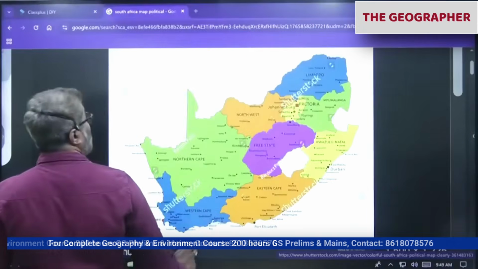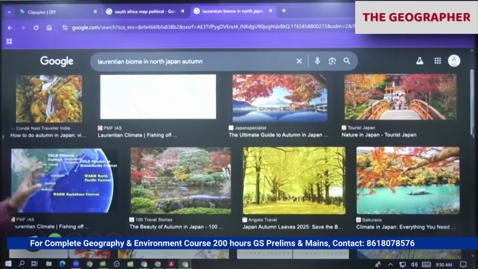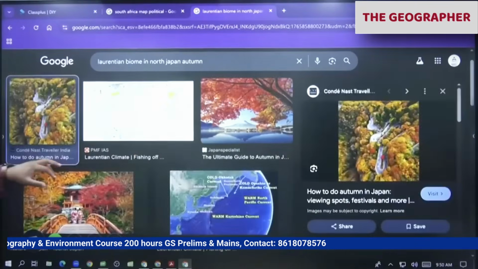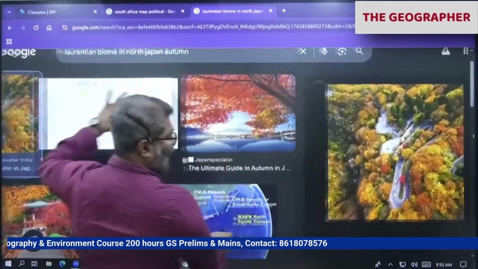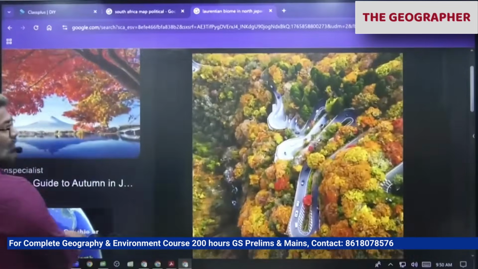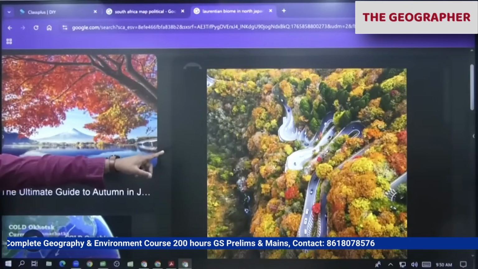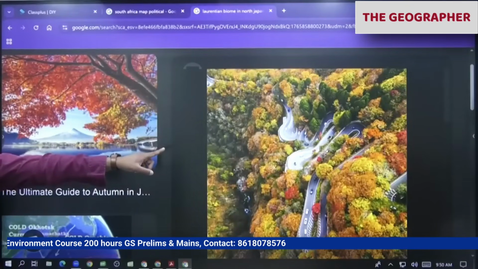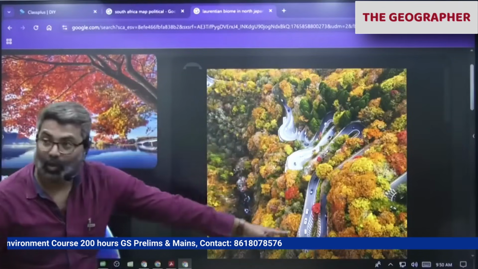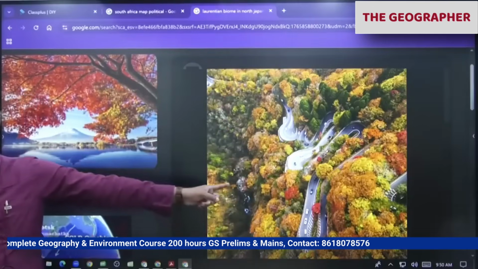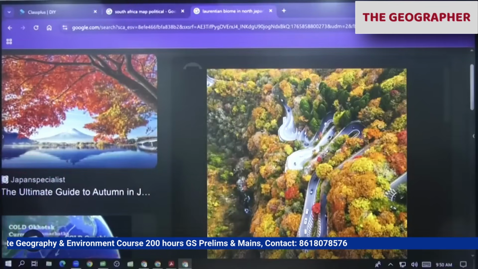Let's see the picture also. See, this is how it looks. North Japan. Trees are like this. You can see this picture, how it looks. This is North Japan, Hokkaido province, an island called Hokkaido in northern Japan. See how the trees are, all of them have turned yellow, orange in autumn. So this is how the Laurentian biome looks in autumn season.